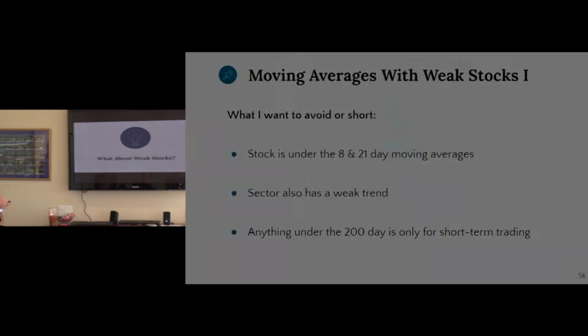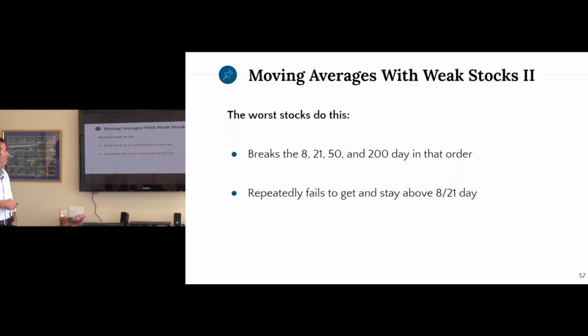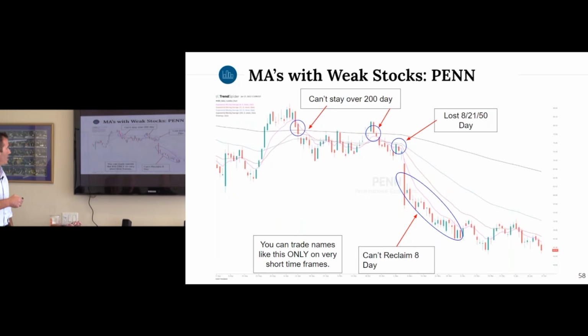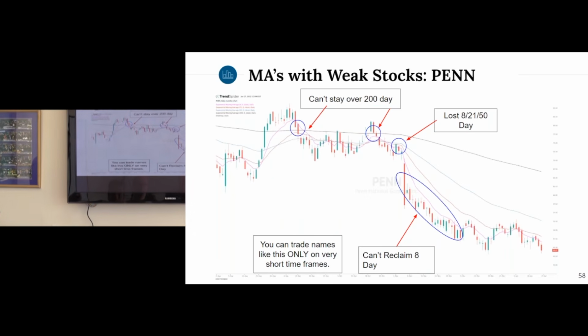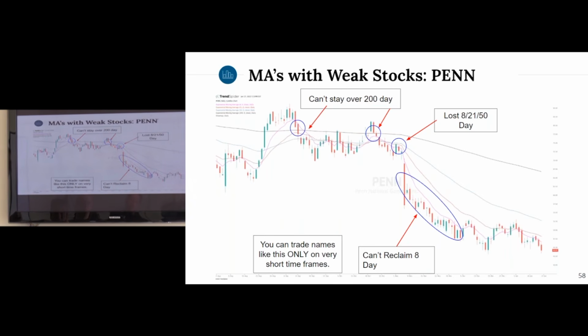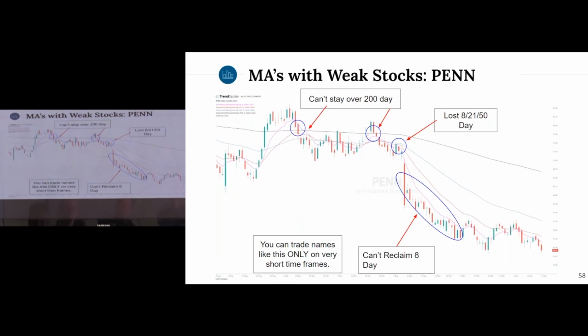What about weak stocks? A stock that's under the 8-21 day or gets rejected by it is a weak trend: lower highs, lower lows. Anything under the 200 day is in a bear market. So here is Penn. Penn lost the 8 day, lost the 21 day, and also couldn't stay above the 200 day for more than one session. And then here too, it couldn't get back above the moving averages, broke this level, and has been below the 8-21 day since.